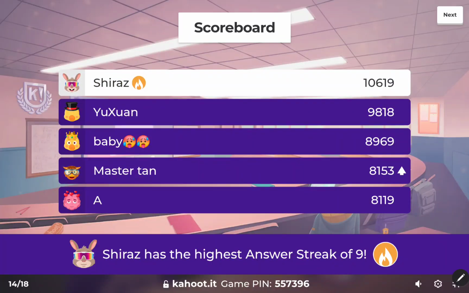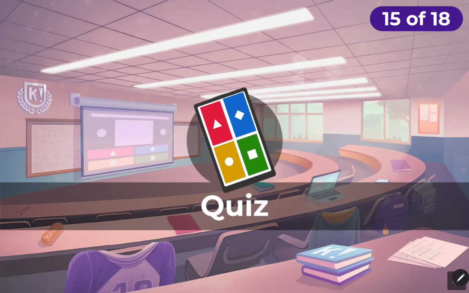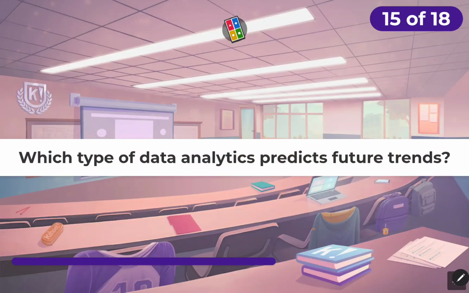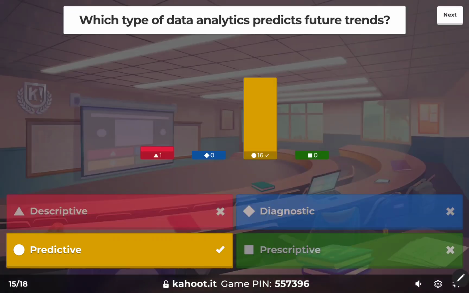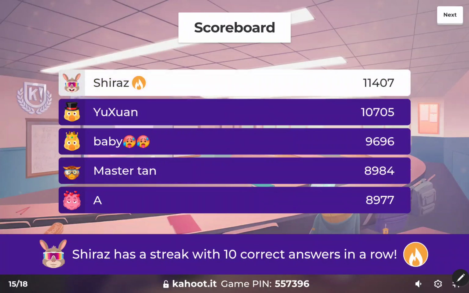Okay, we're almost at the end. Let me see. 15 out of 18, alright? Which of the following data analytics predicts the future trends? This is very simple. Oh, some people say descriptive. One person said descriptive predicts the future. You forgot the ball that I drew, is it? The magic ball? Oh, Shiraz is still the top. Okay, next.